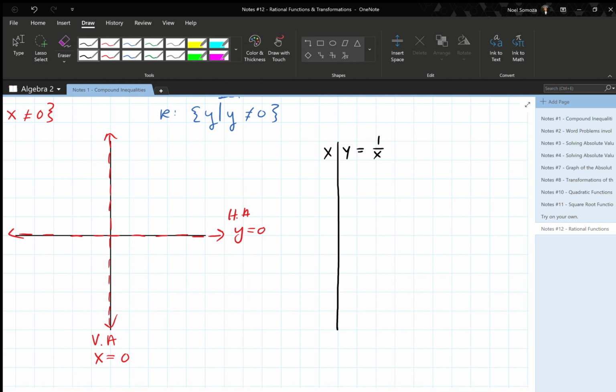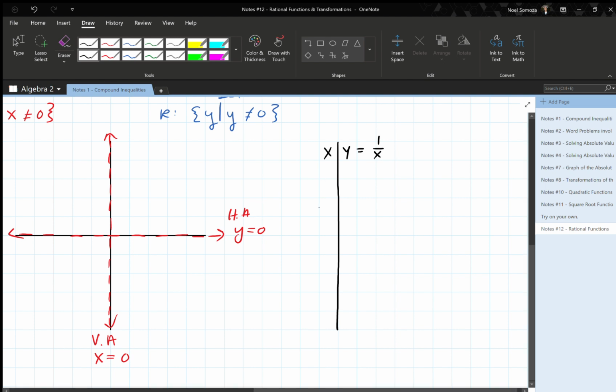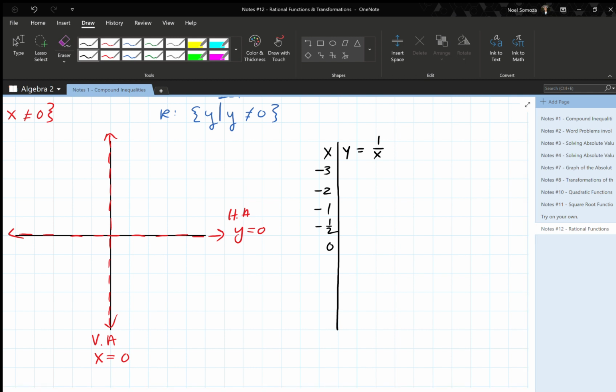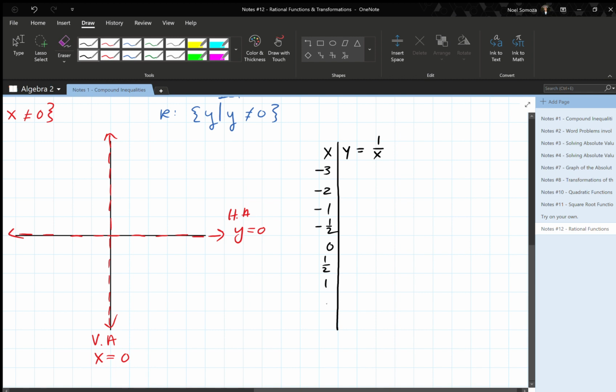I'm going to start with 3 numbers to the left of 0. 0 is kind of like my baseline, my starting value, because I know that I cannot use 0. So I need numbers to the left of 0 and then to the right of 0. I'm going to place 0 right in the middle. Now I can pick some points to the left: -3, -2, -1, and -1/2. I want to see how the function behaves when I plug in another fraction for x. And on the other side of 0, we're going to choose the exact same values: 1/2, 1, 2, and 3.